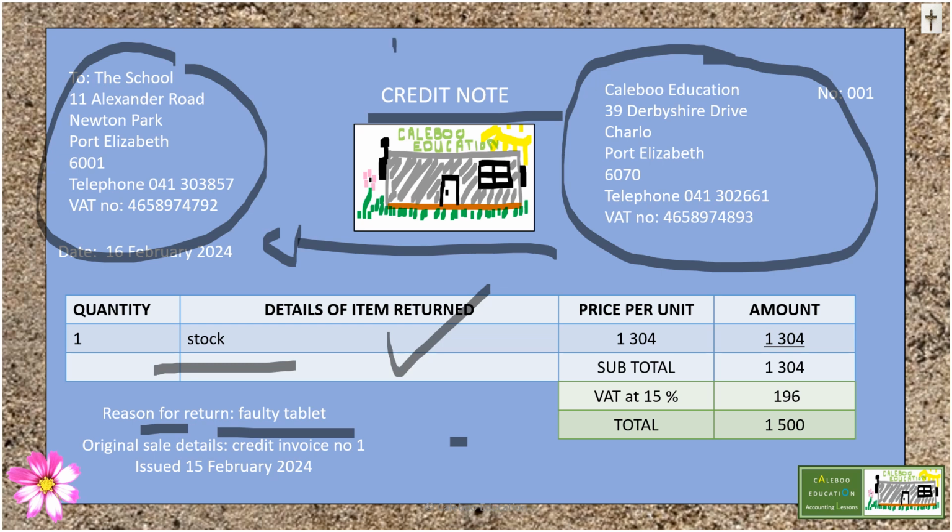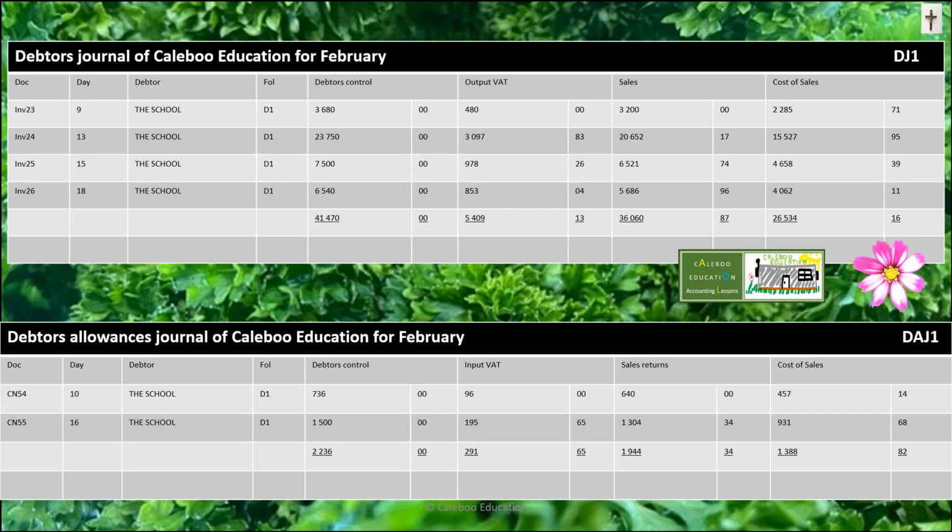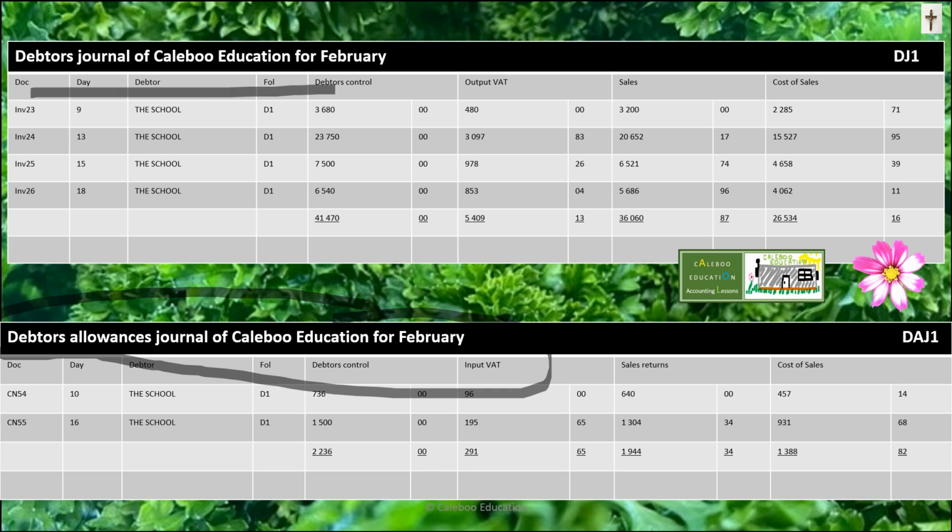Which journal will this go into? The Debtors Allowance Journal, or Sales Returns Journal. This is what we're going to look at, the Debtors Allowance Journal. But what I'm doing here is I'm just comparing the Debtors Journal, which recorded credit sale transactions, and I want to compare the two because it's important to see the differences.